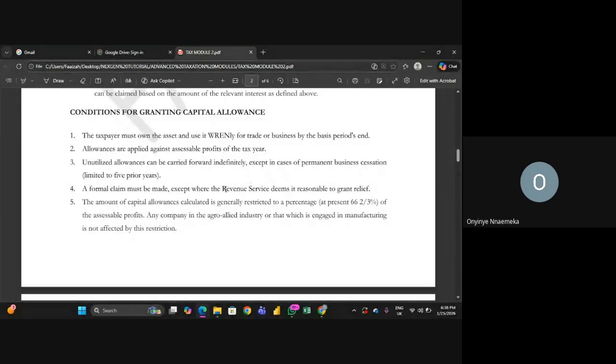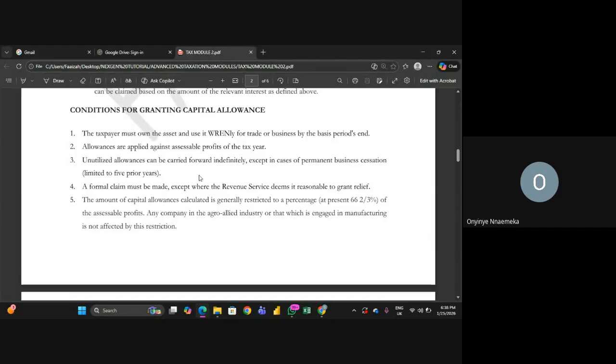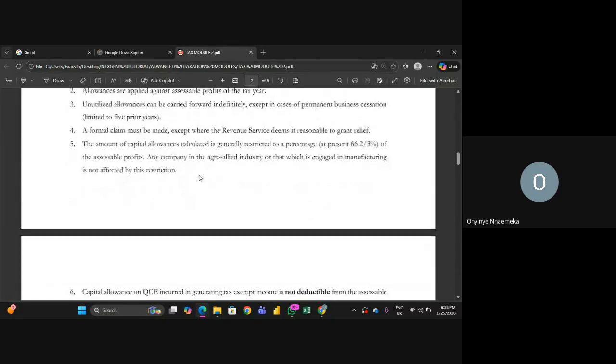So now, a formal claim must be made except where the revenue service deem it reasonable to grant relief. What I'm telling you here is that it is your right. You have to claim it before you can absorb it in your profit. You have to write a letter that you want to be claiming your capital allowance. Something like that.